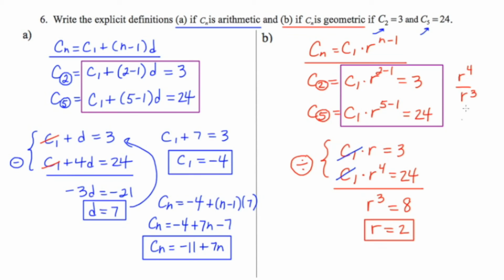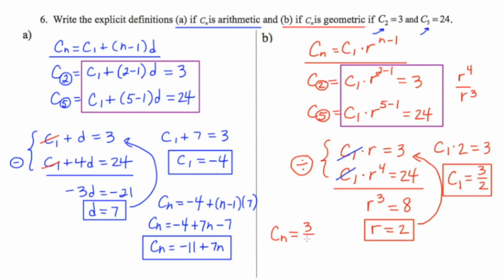Now I can back substitute and solve for c sub 1. I think I'll go back to this first equation because it was pretty basic. So c sub 1 times 2 is equal to 3, which means that our first term is equal to 3 halves. And now I can generate the specific explicit formula for this sequence. So any term can be found by using the first term, which is 3 halves, times r, which is 2, to the n minus 1.